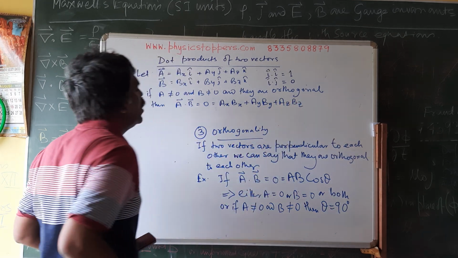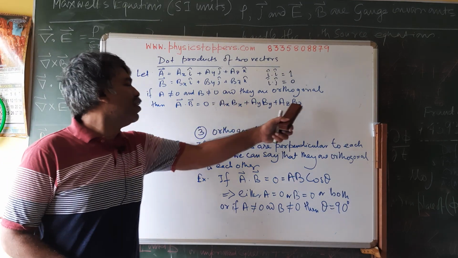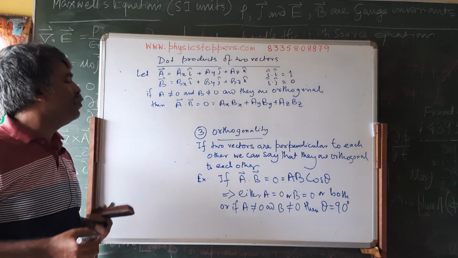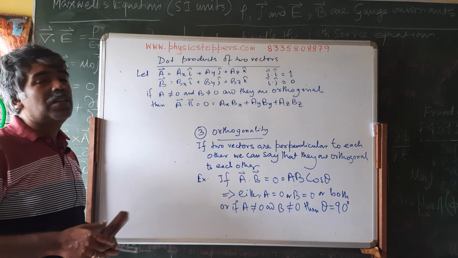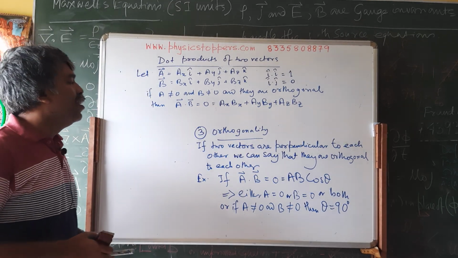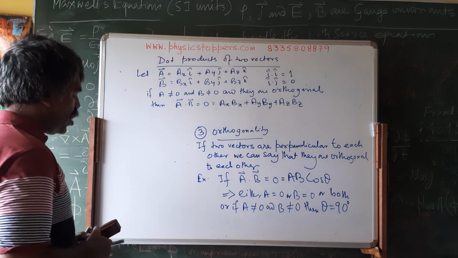Now, this is a general expression. This sum Ax Bx plus Ay By plus Az Bz will be 0 if the two vectors are orthogonal. Okay.